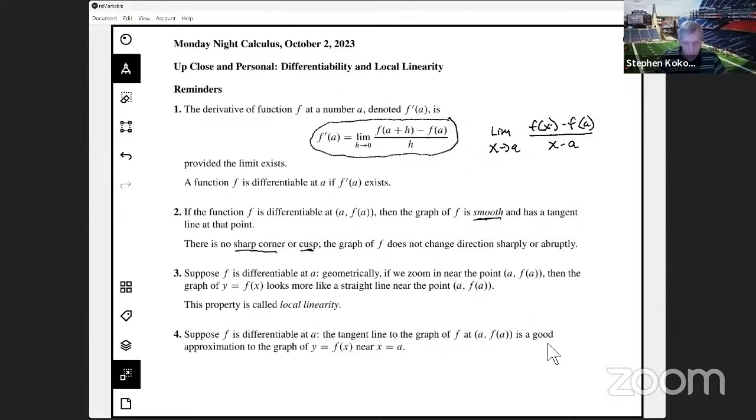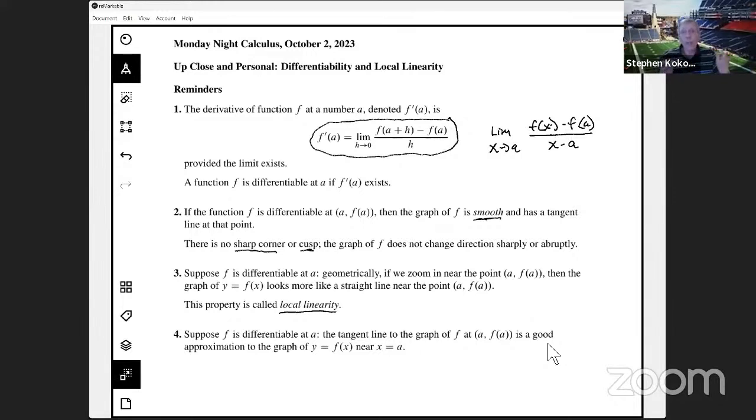So, okay, let's suppose that f is differentiable at a value a. Geometrically, that means if we continue to zoom in, get closer and closer to that point a, f of a, then the graph of y equals f of x really looks like a straight line near that point. And that's this property that we refer to as local linearity. I think I remember that phrase first coming into vogue with TI-CAP and the advent of technology. This whole idea of local linearity that we could actually see on a graphing calculator.